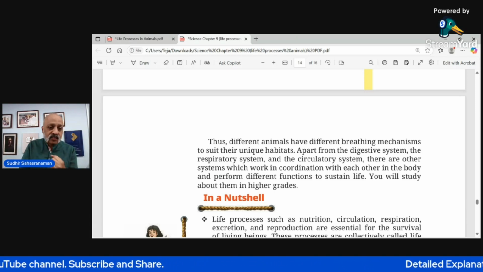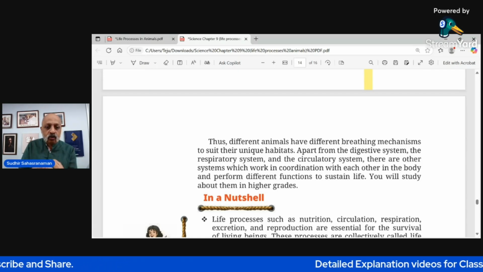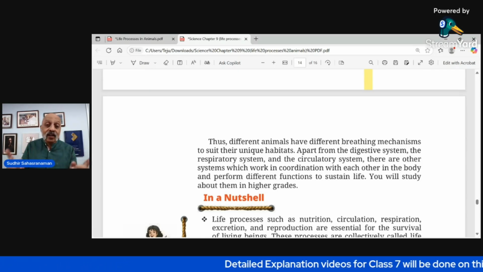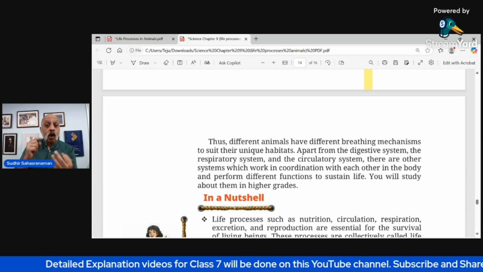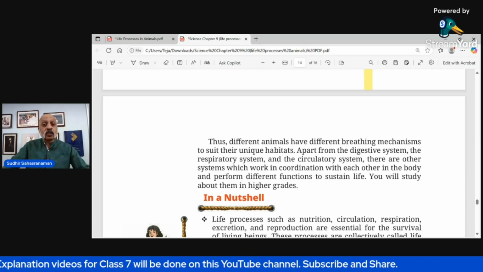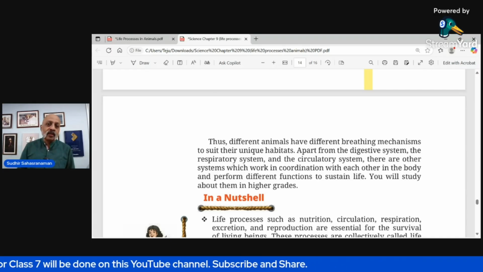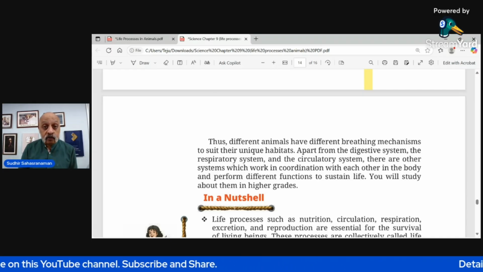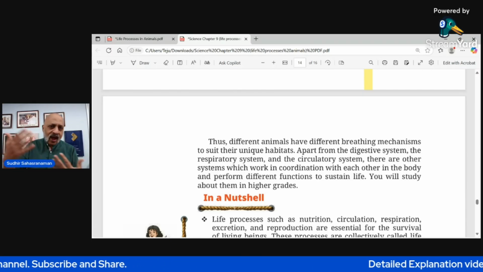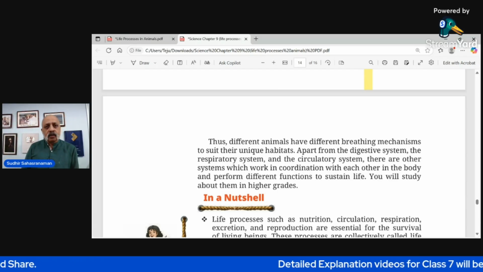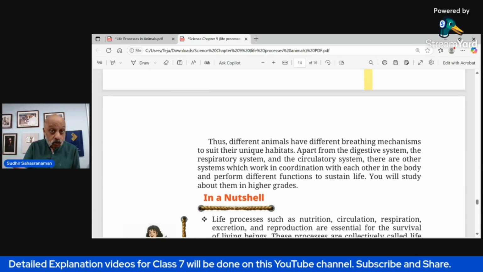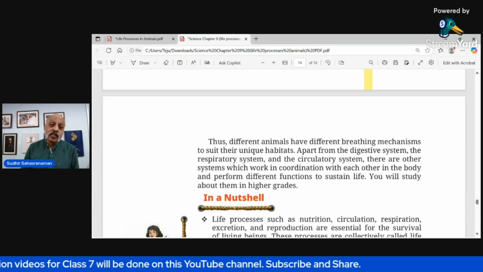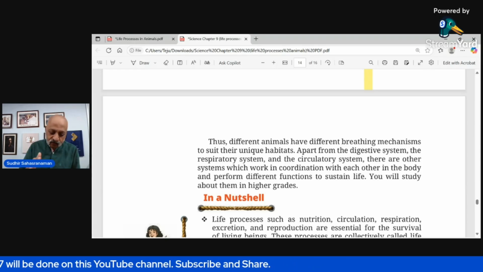So apart from the digestive system, the respiratory system, and the circulatory system, there are also other kind of systems, the endocrine glands, the excretory system, the reproductive system. All these play a role in order to ensure that your human body, also other animals and birds, are able to perform different functions in order to live. And we will learn about the circulatory system, excretory system, endocrine glands, reproductive system in further classes. Okay, there is also the muscular system. All this you will learn in further classes. So with that, we come to the end.